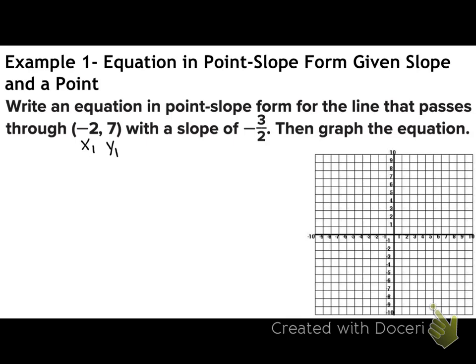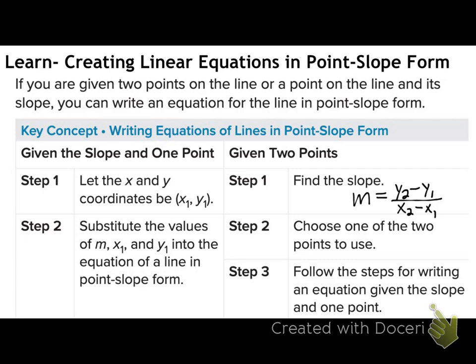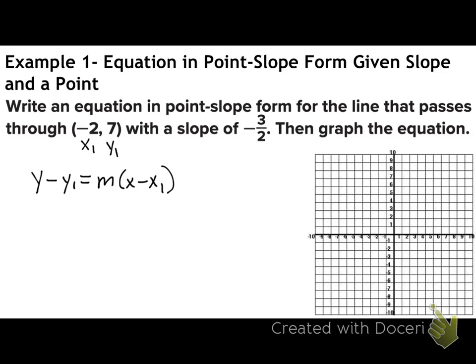What is point-slope form? y minus y1 equals m times x minus x1. Step 2 tells me to substitute all my values into my equation. This y and this x are always going to just stay as y and x. So y minus, what's my y1 value? 7. Replacing y1 with 7. We okay with that?